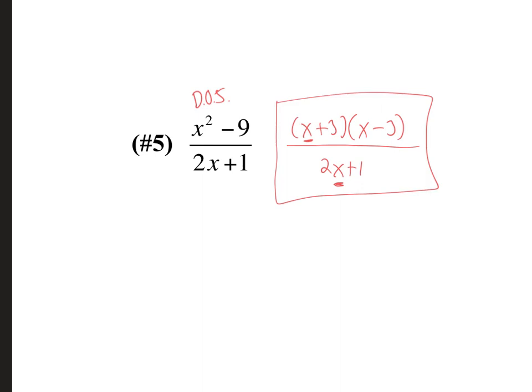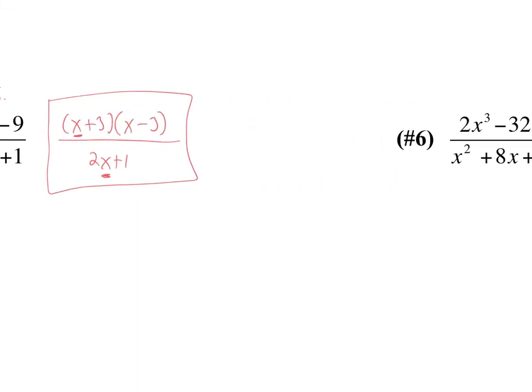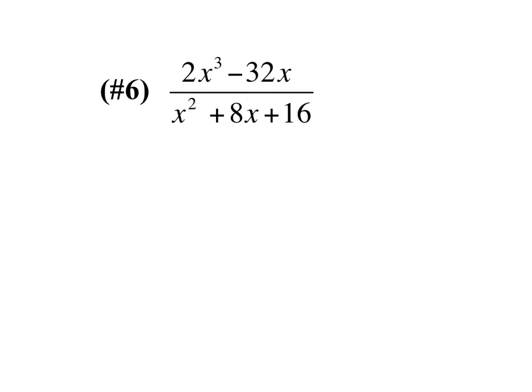So you can reduce exact expressions, but you can't cancel parts of expressions. So I can't cancel the x and the x. I have to cancel 2x plus 1 or x plus 3. Okay? All right, number 6, get a little bit more challenging. We have 2x to the third minus 32x over x squared plus 8x plus 16.